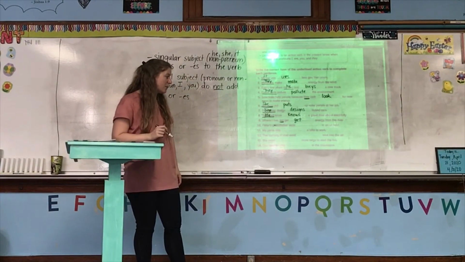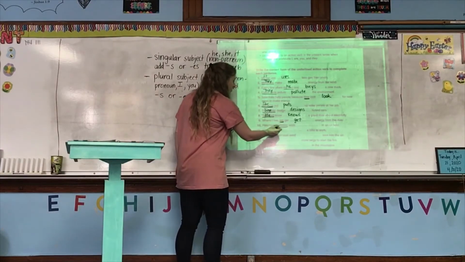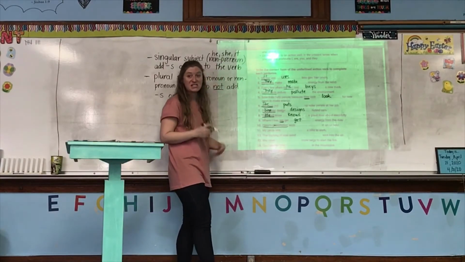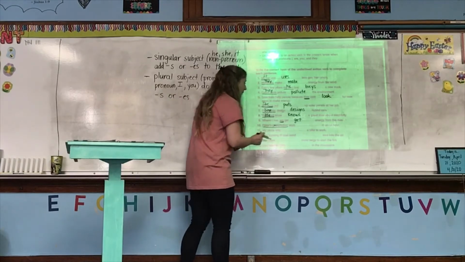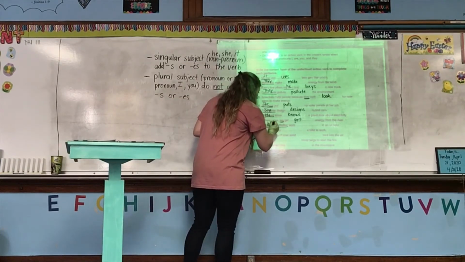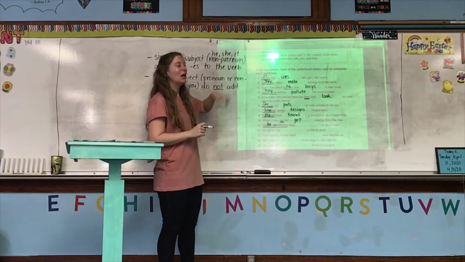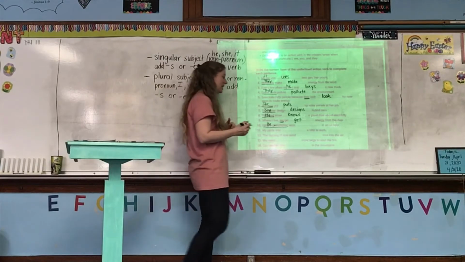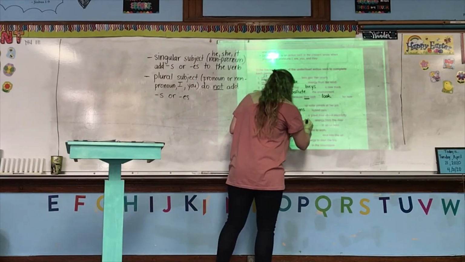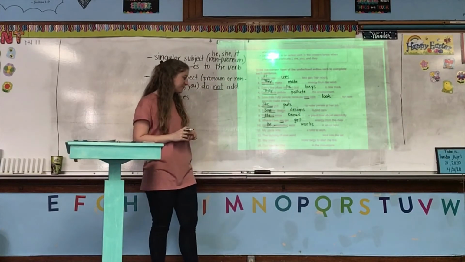Number 10, Peter's grandfather worked in an oil field. Well, we know Peter's grandfather is the subject because that's who's doing the action. Peter's grandfather is one person who is a man, so we can replace it with he. We know anytime we have he, we add s to the verb, so he works in an oil field.